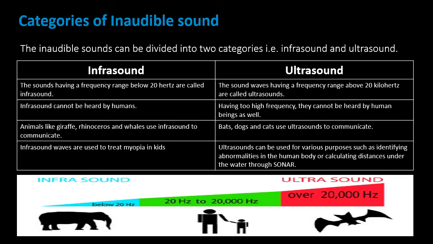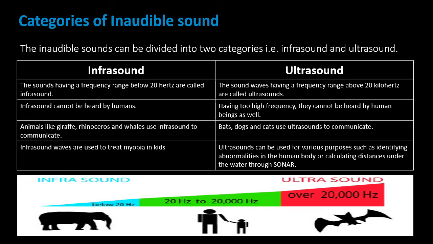Animals like giraffe, rhinoceros, and whales use infrasound to communicate. Infrasound waves are used to treat myopia in kids. In the diagram given below, the blue band represents the infrasound.